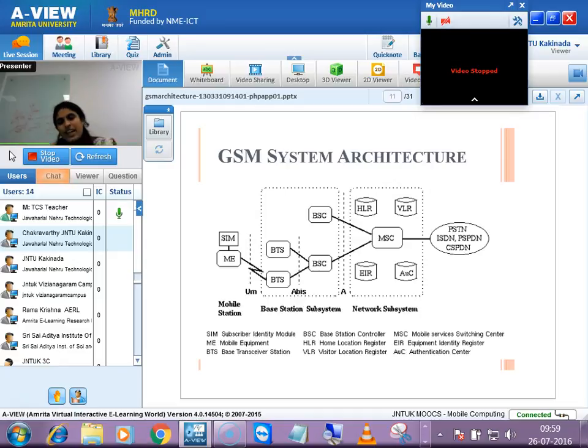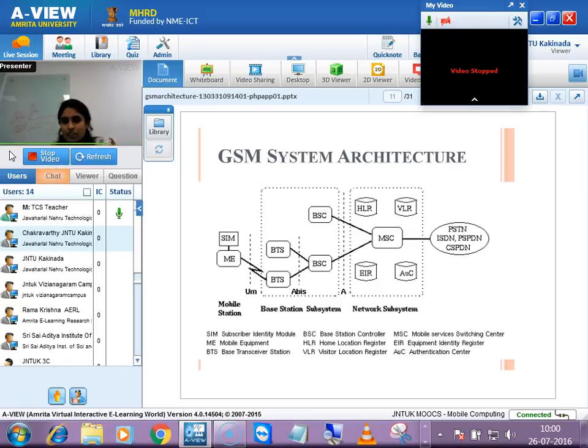This is nothing but the equipment identity register. As I told you, the IMEI number: what is the equipment, who is the manufacturer, and where he has taken that phone from. All these details will be stored in EIR. There may be cases where you have lost your phone, or your phone is not working because you have put it somewhere, or it is active. There may be three lists: blacklist, whitelist, and graylist, that I'll be explaining.